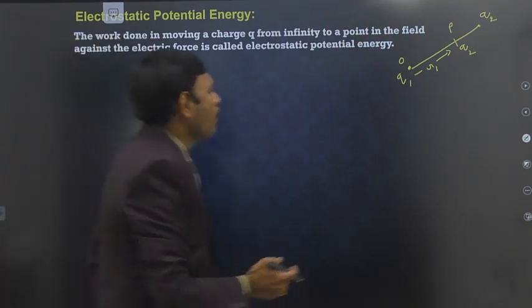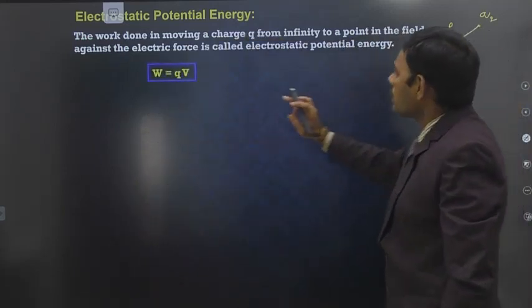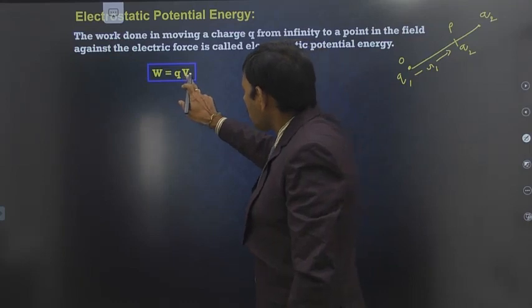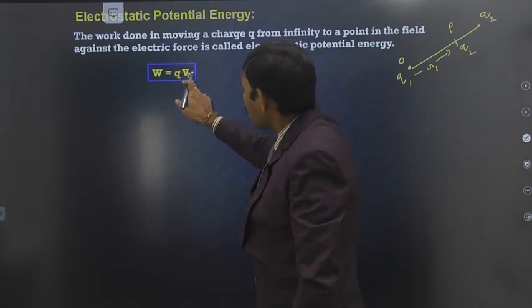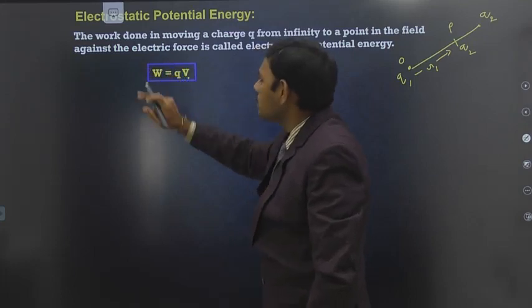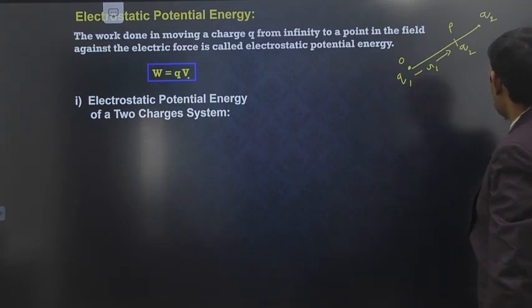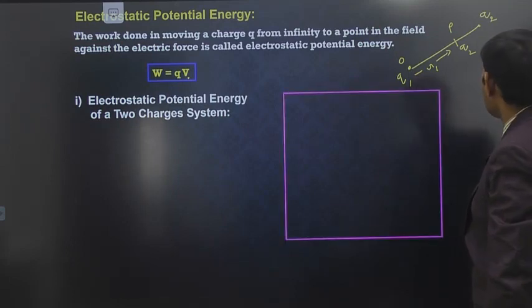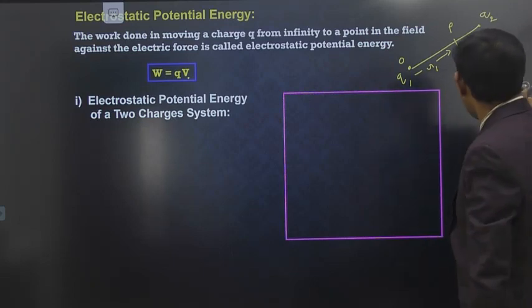So let us see the equation for potential energy. Work required to bring unit charge is V, then work required to bring Q amount of charge is QV, hence that is equal to potential energy of the system of charges. So electrostatic potential energy of two charges is given by, look into this animated diagram and explanation.